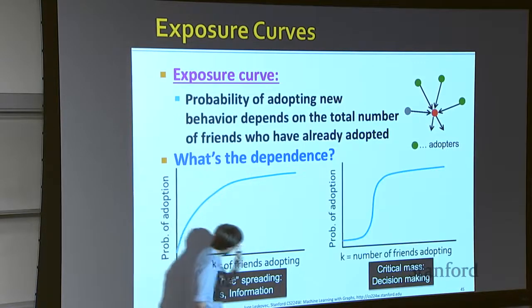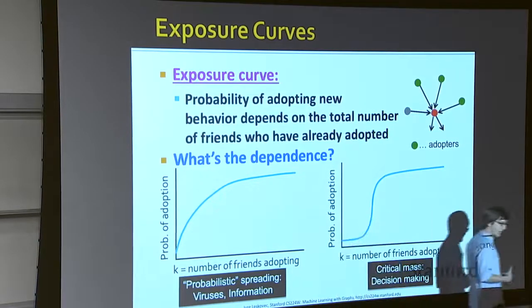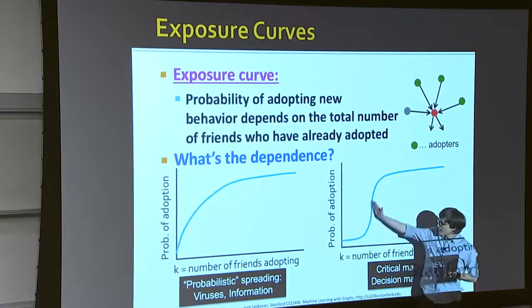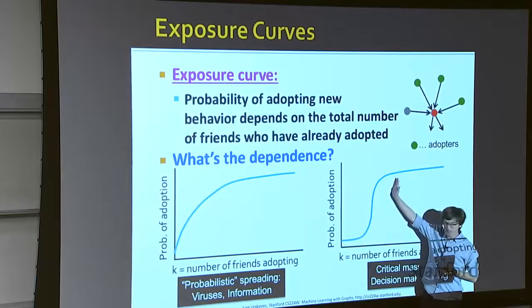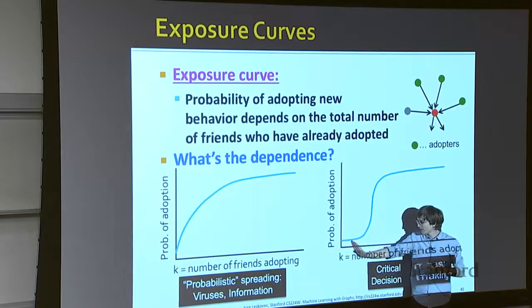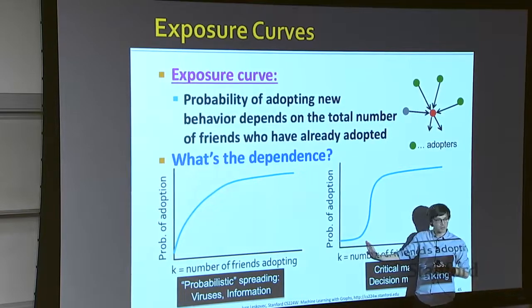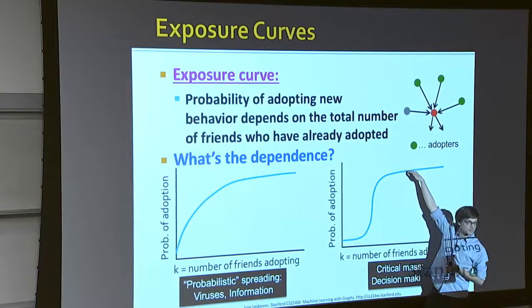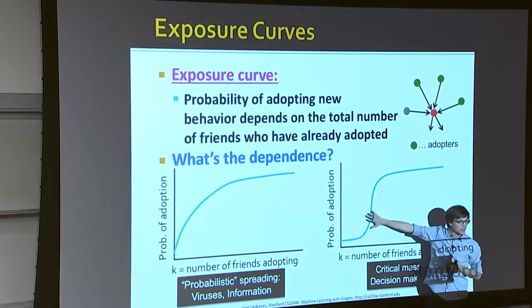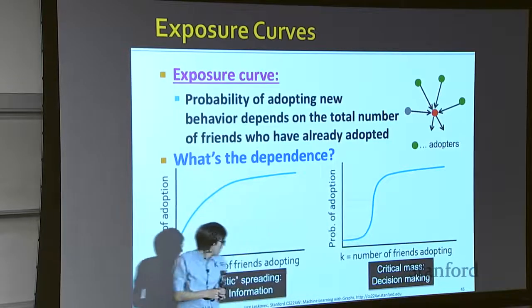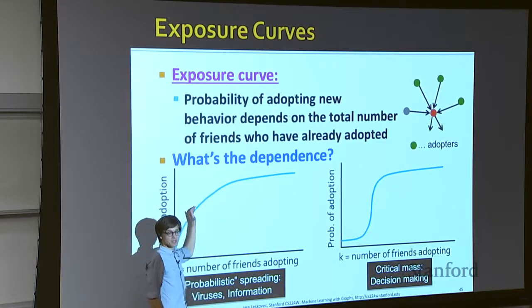And then if cascades would be more decision-based, then this is basically what we'd expect to happen. We'd expect to have this kind of step function, right? You'd say, I don't get infected until a certain number of my friends get infected, and then I get infected with a very high probability. Okay, so this reminds of decision-based, and this is consistent with probabilistic spreading.